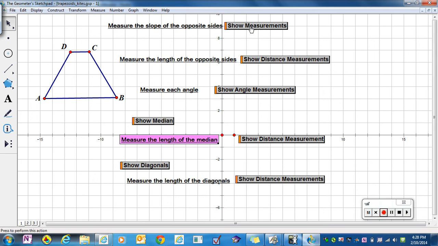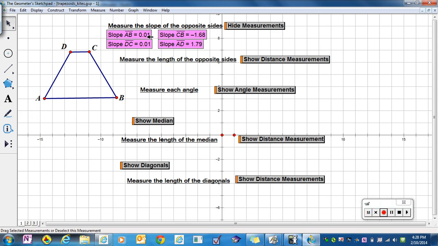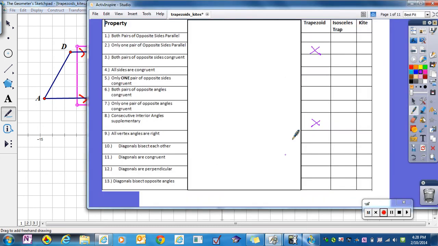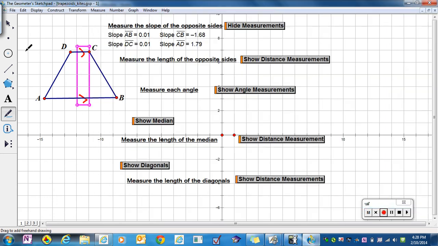For an isosceles trapezoid, again I'm going to show the slope of the opposite sides, and still these two sides, CB and AD, are not parallel to each other. But if I look at AB and DC, they are parallel to each other. So I'm still going to have, in an isosceles trapezoid, one pair of opposite sides parallel.